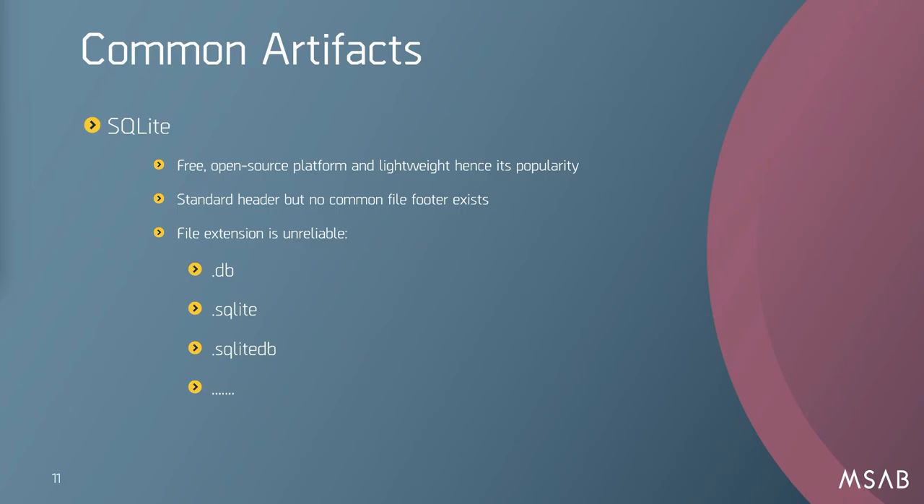SQLite also means that the file extension is unreliable. There's just a few examples on the screen, such as .db, .sqlite, .sqlitedb, .cache, and so on. You can't always just look for an extension. So this is where we need to start thinking about headers and footers. But obviously we've got no footer, so we need another way of dealing with this if we want to create a script to parse all of these out.